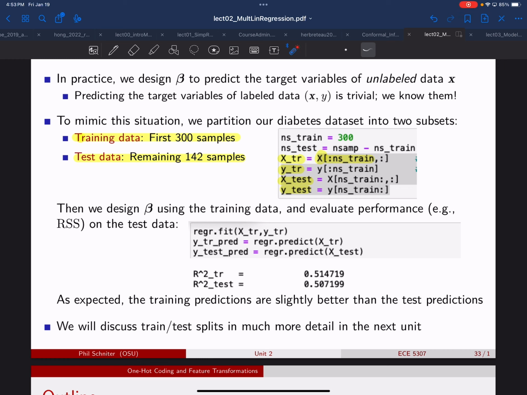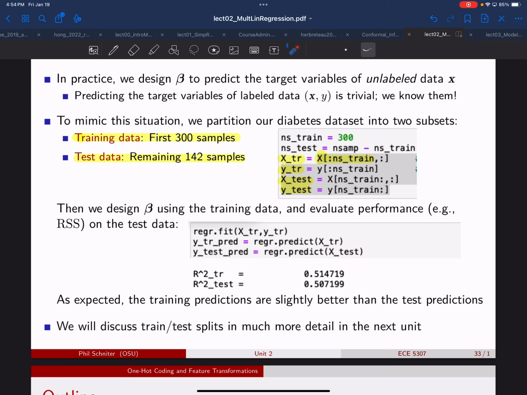Now, we use regression fit. We give it the training quantities. When we do prediction, we're going to do it two different times. First, we'll predict on the training data. Second, we'll predict on the test data. And so now we have either the training labels predicted or the test labels predicted.